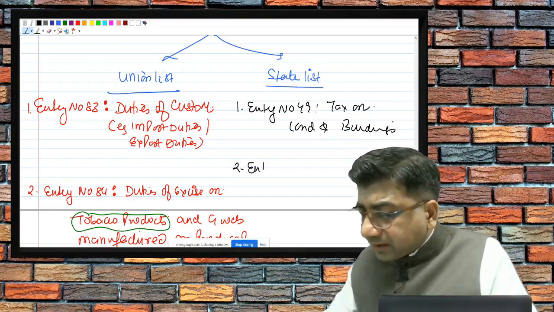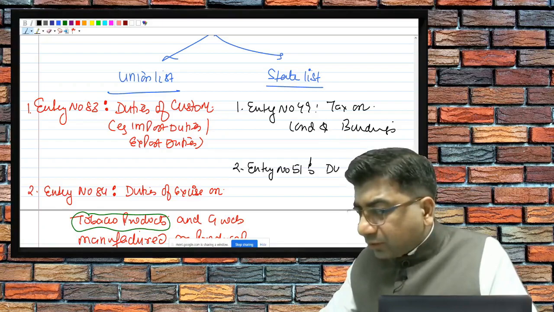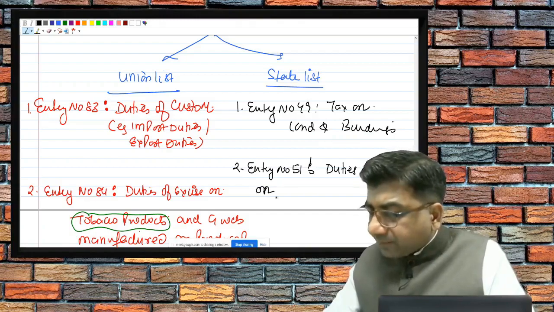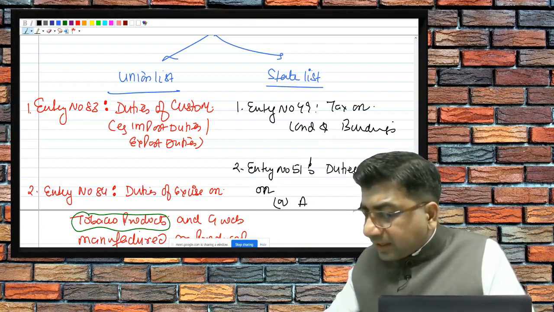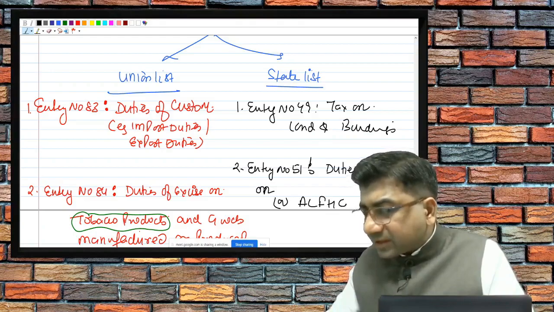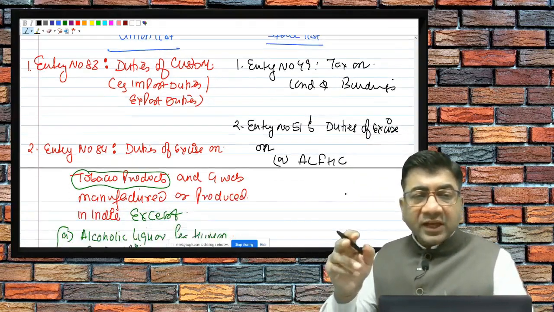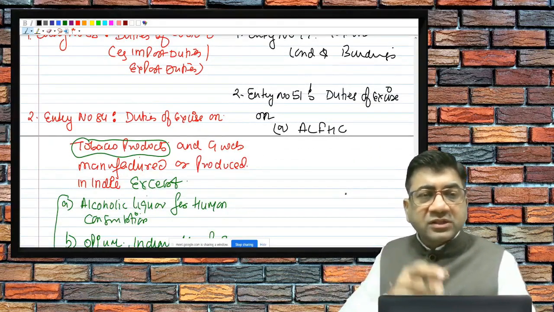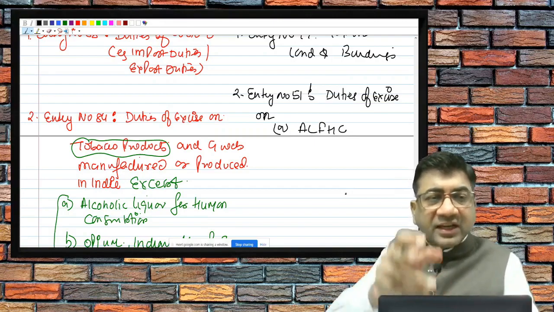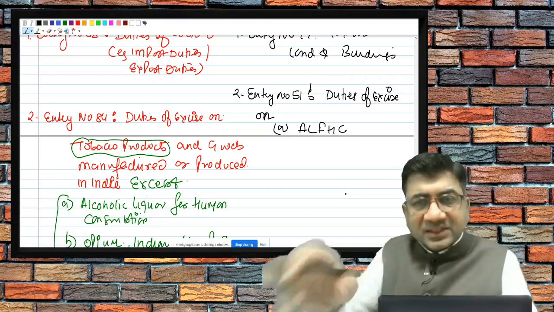Entry number 51. Duties of excise on A. Alcoholic liquor for human consumption. Remember, alcoholic liquor for human consumption was not there in entry number 84 because that is with the state.